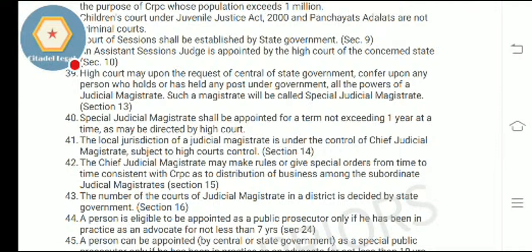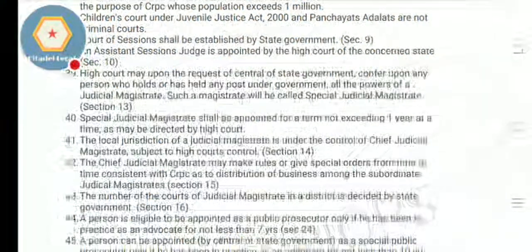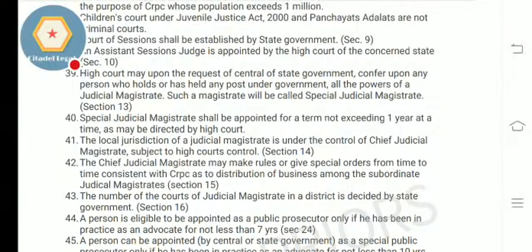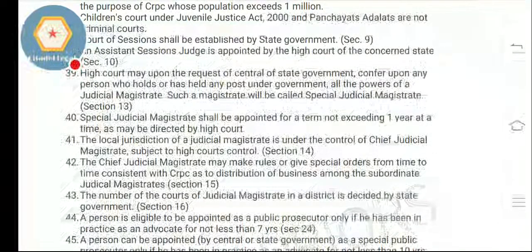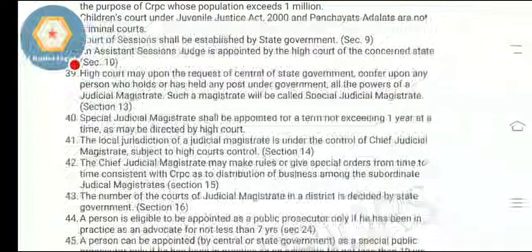42, the chief judicial magistrate may make rules or give special orders from time to time, consistent with CrPC, as to distribution of business among the subordinate judicial magistrates. This is the provision mentioned in section 15. So who is the chief judicial magistrate? A magistrate of the first class, any one of the magistrates of the first class in regard to whom the Honorable High Court confers the power of the chief judicial magistrate, that person is the chief judicial magistrate.